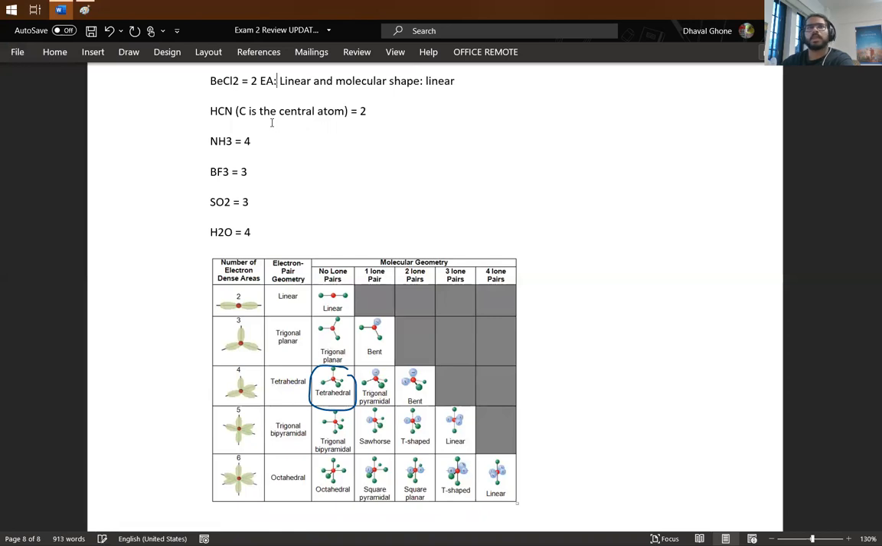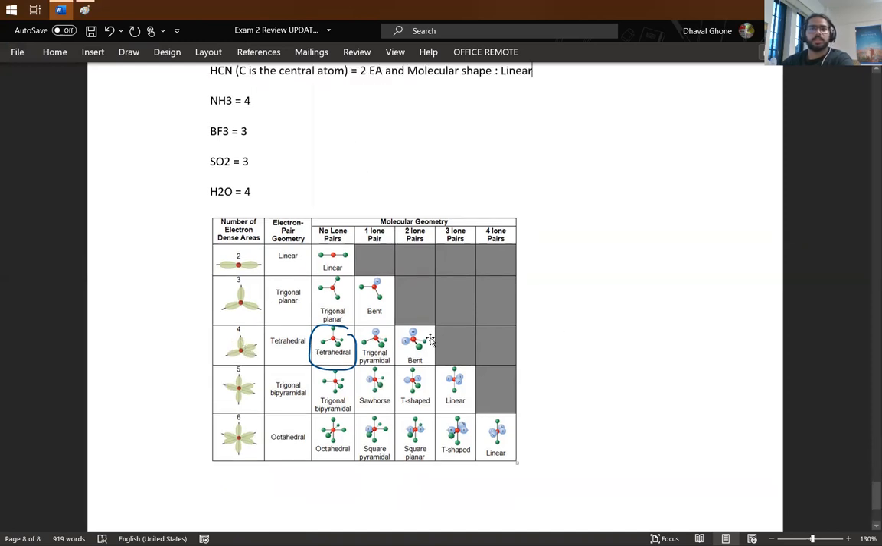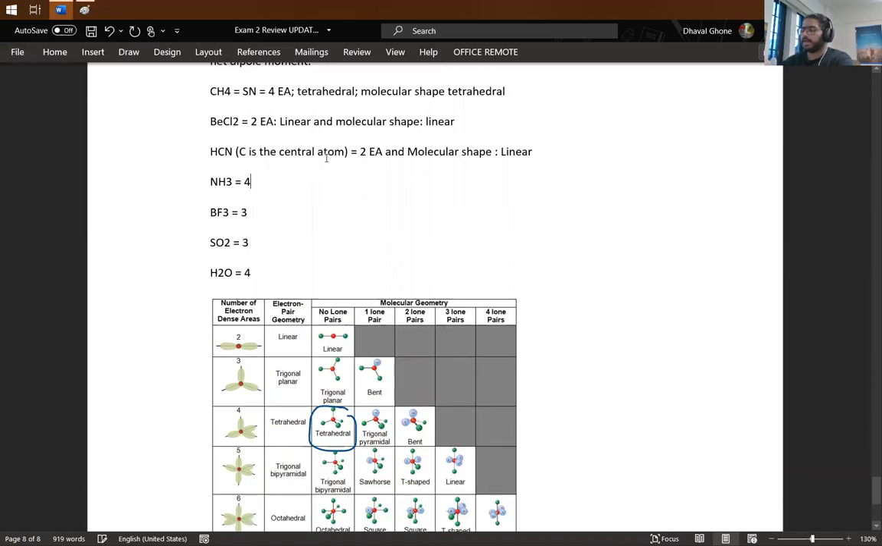Okay, HCN. HCN has SN 2. Again, it falls only under linear, so its electron arrangement and molecular shape are both linear. Okay, NH3 has SN of 4. It falls under this column, so it'll have an electron arrangement of tetrahedral. But because the one lone pair is there, it has nothing attached to it, but it still contributes.